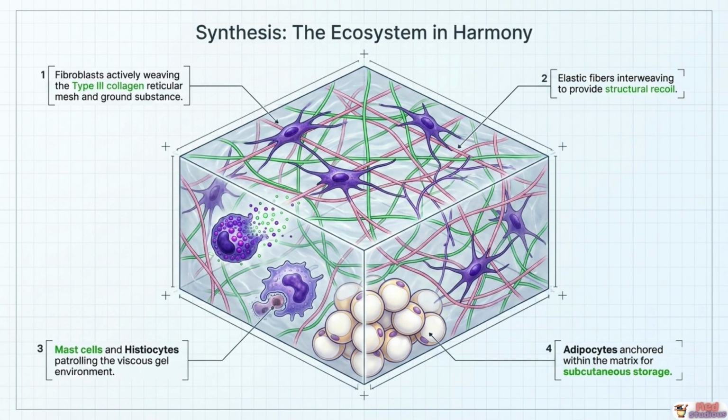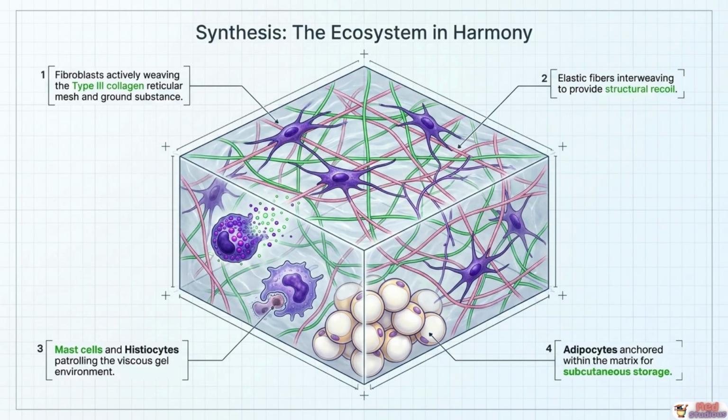When we look at a slide of loose connective tissue, we are seeing a symphony of biological activity occurring simultaneously. This ecosystem synthesis is what keeps our bodies structurally sound and immunologically safe. Picture it. Deep within the clear, viscous gel of the ground substance, fibroblasts are actively weaving and repairing the delicate type 3 collagen reticular mesh.